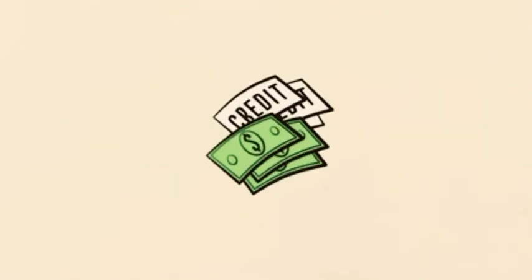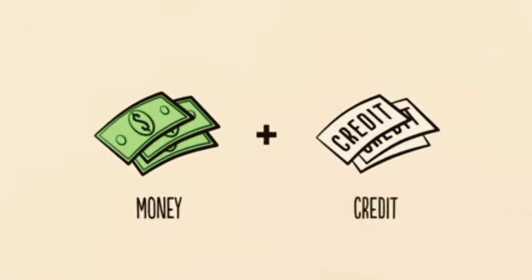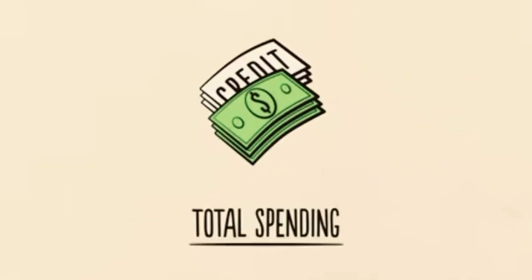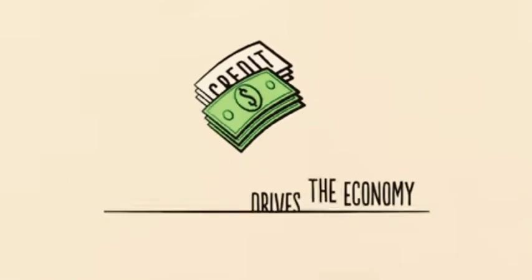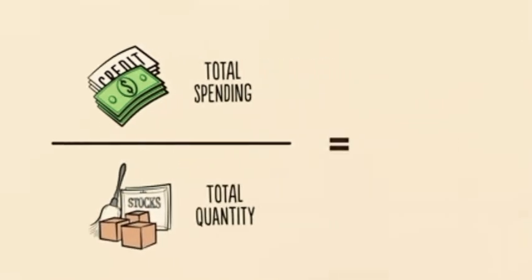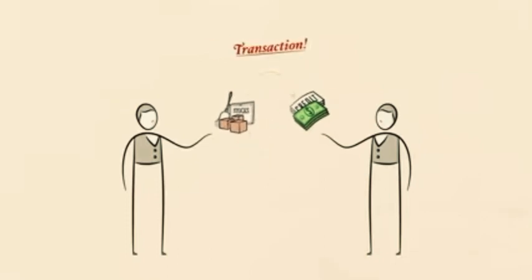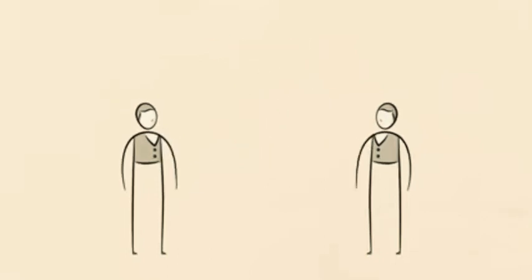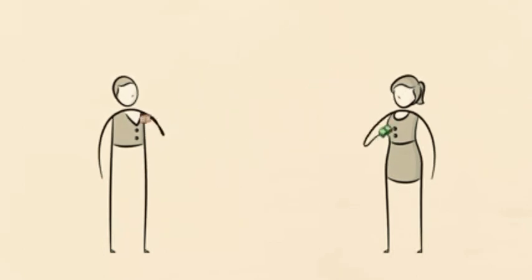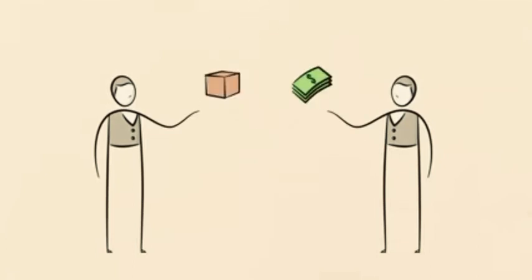Credit spends just like money, so adding together the money spent and the amount of credit spent, you can know the total spending. The total amount of spending drives the economy. If you divide the amount spent by the quantity sold, you get the price. And that's it. That's a transaction. It's the building block of the economic machine. All cycles and all forces in an economy are driven by transactions. So, if we can understand transactions, we can understand the whole economy.